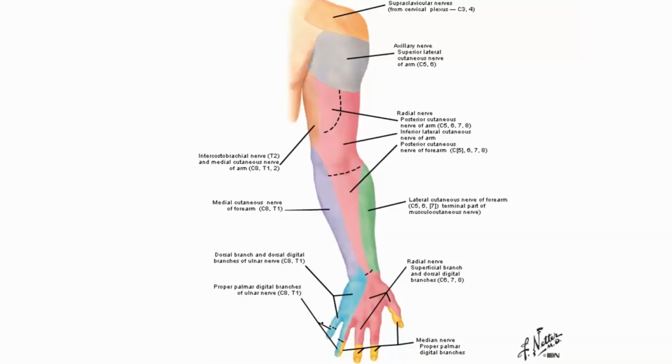If we go on the dorsal side, again, very similar situation. We see the axillary up in this region, the radial that goes down posterior arm, posterior forearm into the hand, musculocutaneous here, medial cutaneous nerve of the forearm there, and then the ulnar down in this region. So those are the named nerve branches.